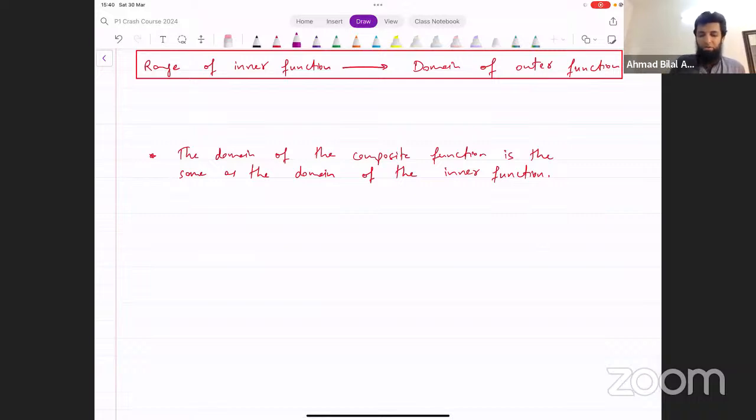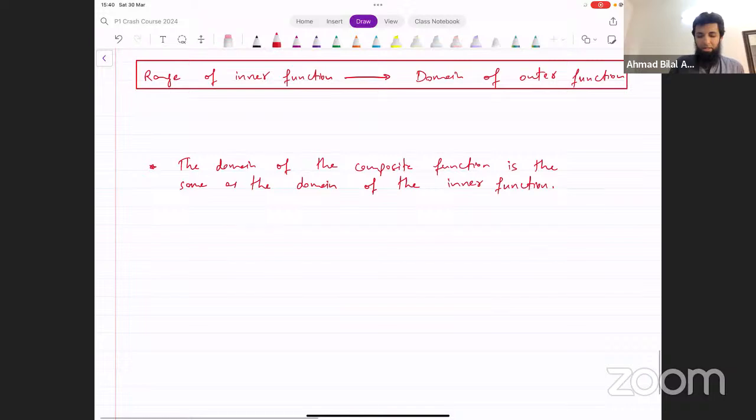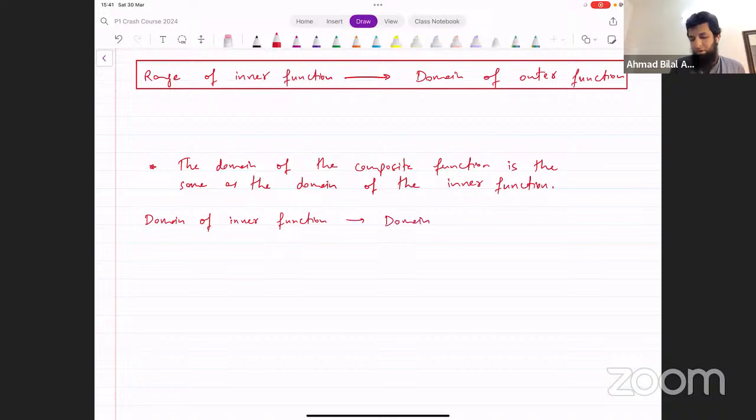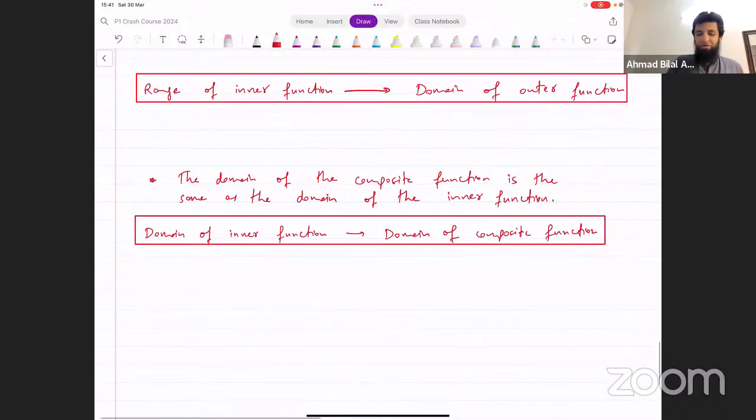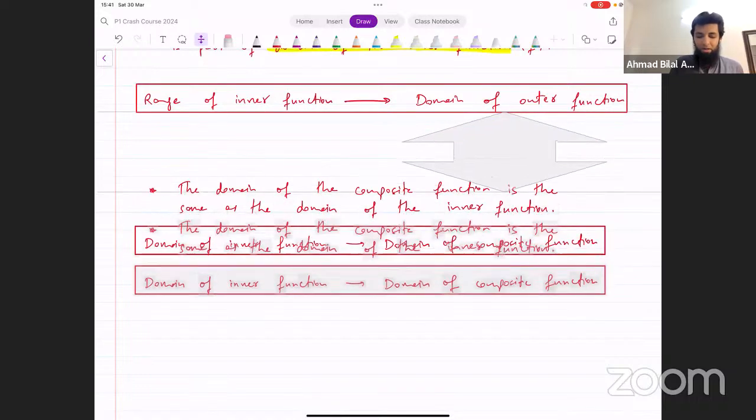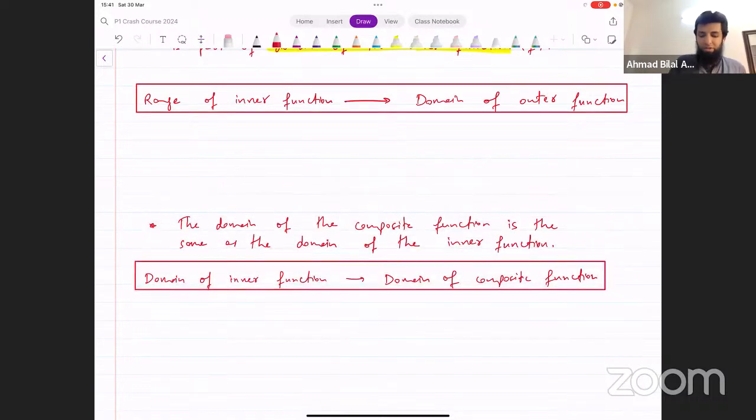So that's why we say the domain of the composite function is the same as the domain of the inner function. So that gives you another thing to remember now, and that is the domain of the inner function gives you the domain of the composite function. Now, this is what you can use to write down the domain of the composite function. The previous case is basically the condition for forming a composite function in the first place.